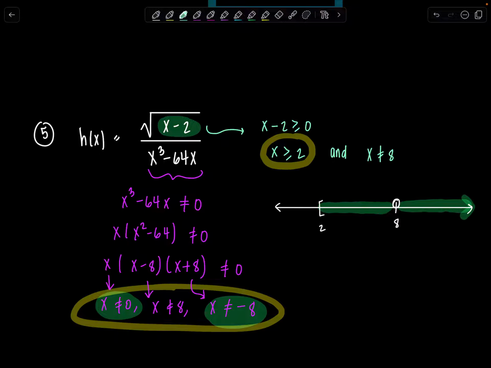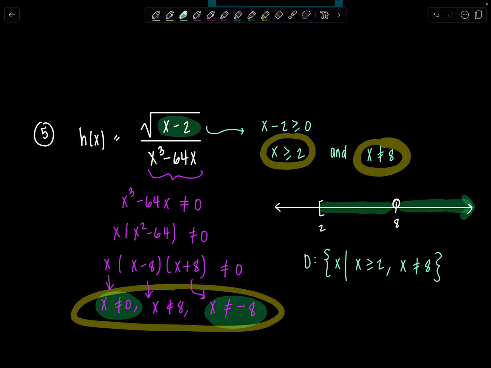So I'll show you how to write this out in set builder and interval notation. Set builder, you would say domain is x such that, and then you're just going to list these two conditions here. Separate them with a comma. x is greater than or equal to 2 and x can't equal 8. You can put the word "and" in there if you want, or just leave it like that.